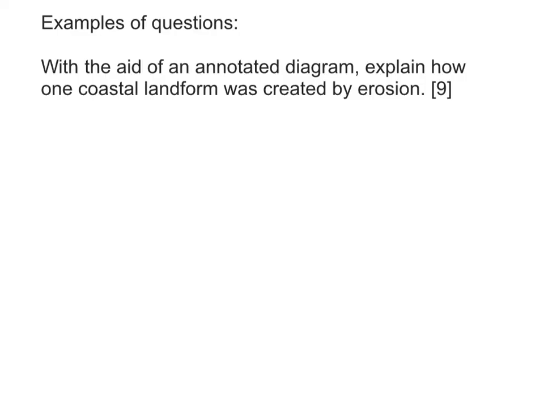Have a go at the following question. With the aid of an annotated diagram, explain how one coastal landform was created by erosion. It's worth 9 marks. A similar question could be asked for a depositional landform also. The answer scheme is for a depositional landform, but the same applies for the process of erosion.